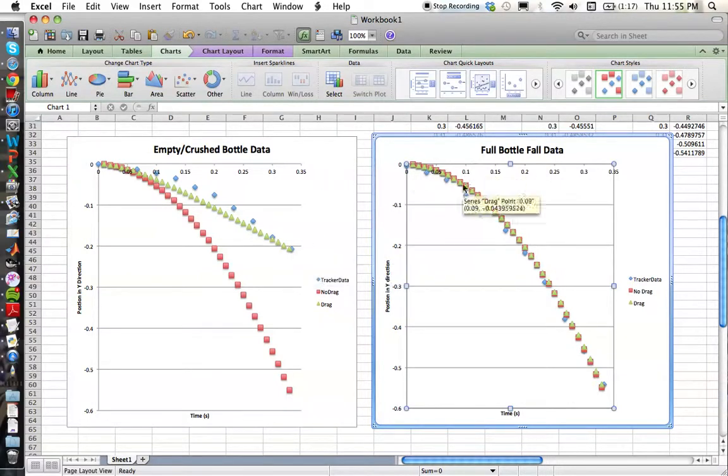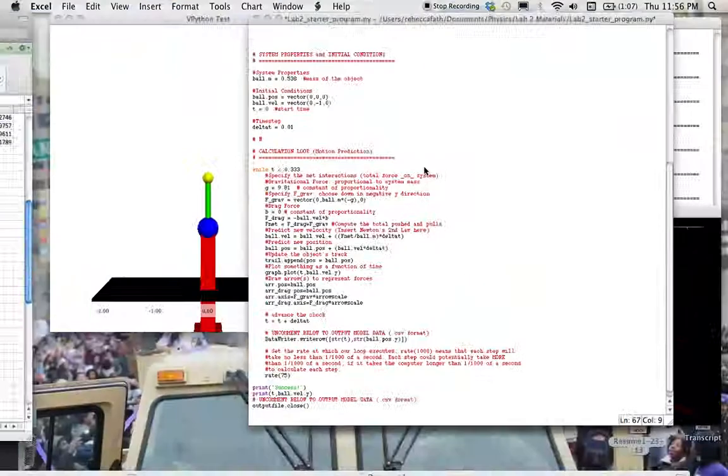Over here in the full bottle, we can see that drag did not have as large an impact on the bottle, but you can still see that there is some force of drag there, making the data points a little off. So we looked at the data and we had to come up with a constant that we can multiply by the velocity vector in order to find out how much effect drag had, in order to give us a better fit.